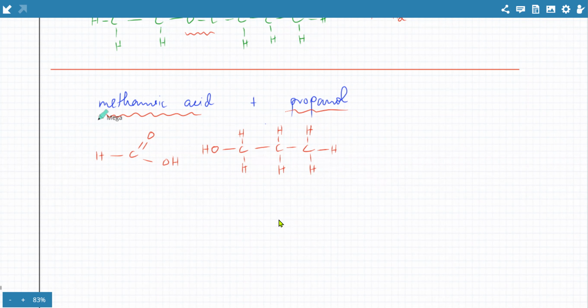And the OH would be lost and the H would be lost. They're going to form water molecules. So an alcohol and a carboxylic acid are going to react, and there's going to be a condensation reaction. A water molecule is going to be produced, and with that water molecule, let's push it aside. I'm going to draw the whole thing again.